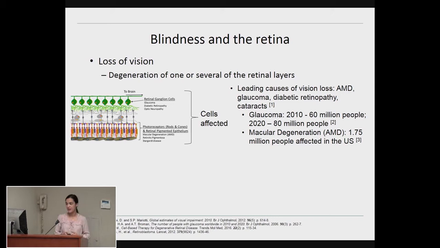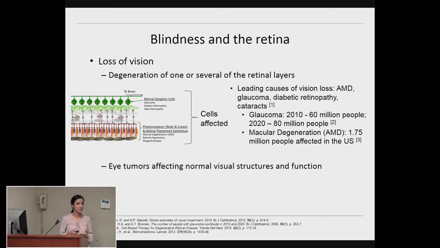Not only do we have degeneration, but also tumors in the retina that could lead to impairments in the normal function of the retina. Retinoblastoma is a tumor that is present in children, and it is caused by a mutation in the retinoblastoma gene.